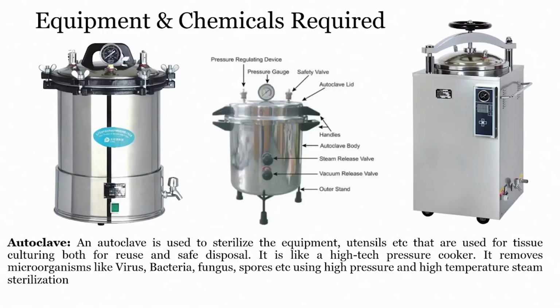In terms of boiling, here we are again using water, and we are loading our equipment or utensils that are used for tissue culture or cell culture, and tissue culture and cell culture are interrelated. Thus we are sterilizing it because we are removing any leftover contaminants, right. An autoclave is used to sterilize the equipment, utensils, etc., that are used for tissue culturing, both for reuse and safe disposal. Even if you want to dispose of it, you have to autoclave it.